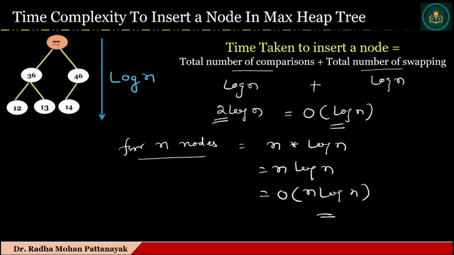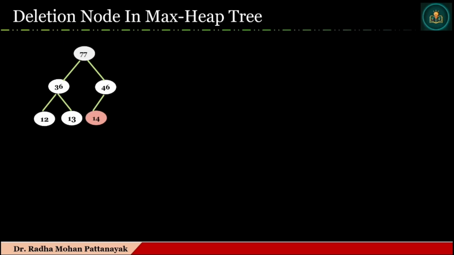I hope you understood. Now we'll switch over to the deletion process. Before moving to the deletion process, the question is, can we delete an element directly at any position inside the max heap tree? The answer is no. Why? Because after deletion of the element in the max heap tree, it will not satisfy the property of a complete binary tree. Hence, in a max heap tree, we cannot delete an element from any position.